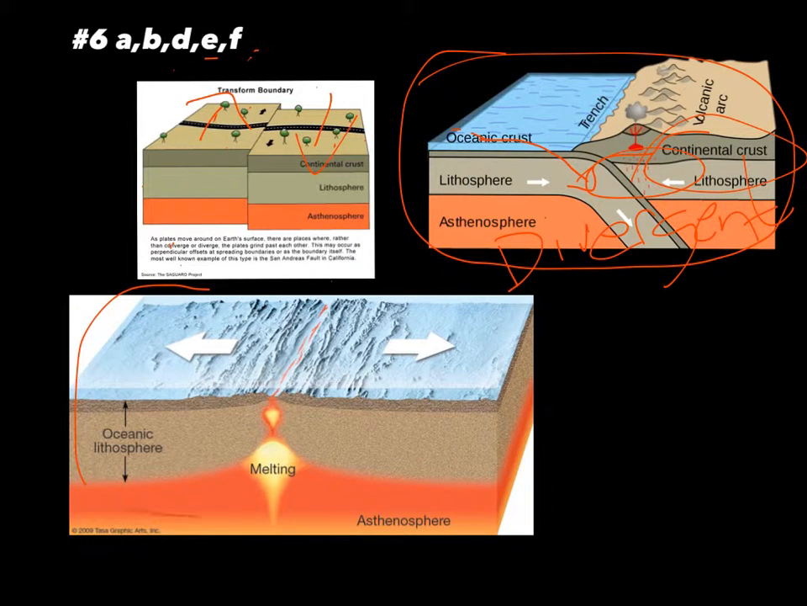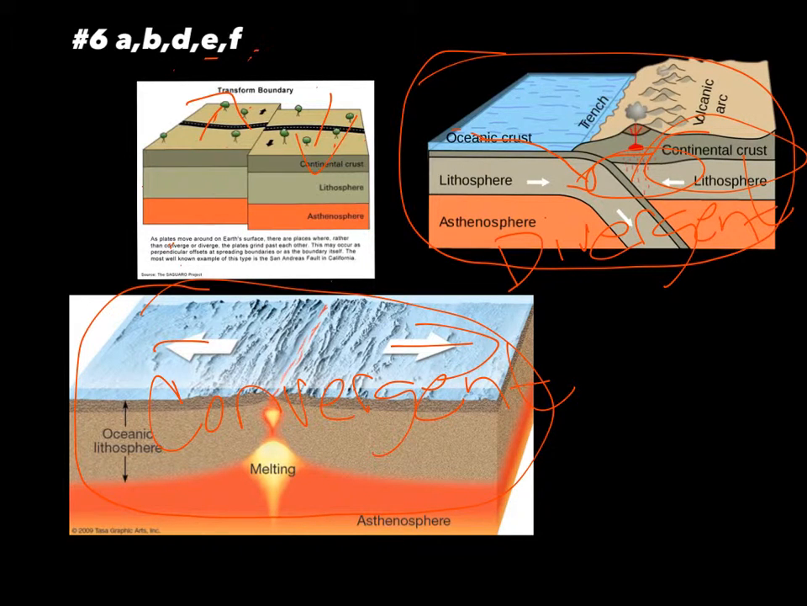Down here, our last picture, this would be a convergent boundary. Convergent, we move apart. And in a convergence, we have our melting, we have our magma down here coming up, and as it comes up, new crust is formed. So new crust is more in the middle, and the older crust is out to the sides.